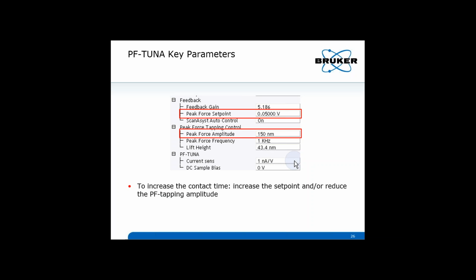Decreasing the peak force tapping amplitude will usually increase contact time within each tapping cycle, resulting in higher current. If simultaneous mechanical properties are desired, you need to set the peak force set point sufficient to maintain a 2 to 4 nanometer deformation for accurate modulus measurement.